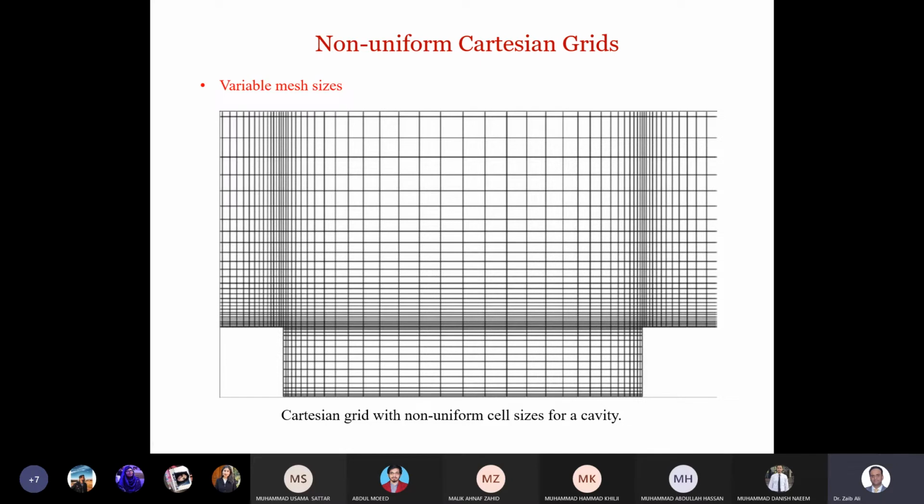Okay, so the first option can be a variable mesh size. The delta x is not equal to delta y, and the mesh is more refined where, for example, you will have a separation here, or here you will have a complicated flow pattern. So there, the mesh has been refined. This is one of the adaptations which we can do to accommodate or capture flow physics more accurately.